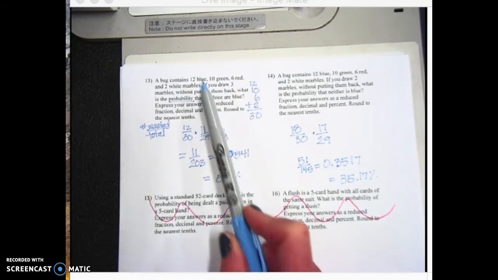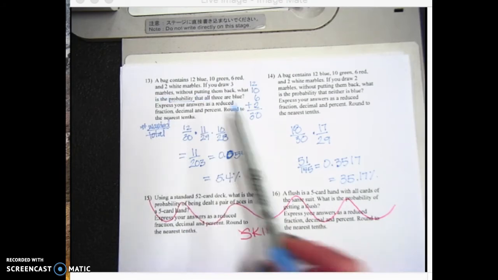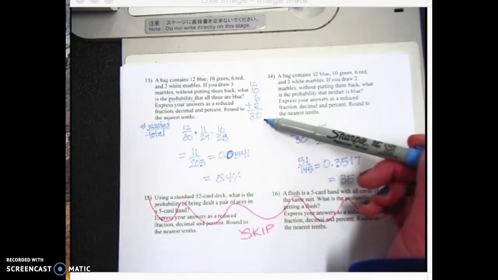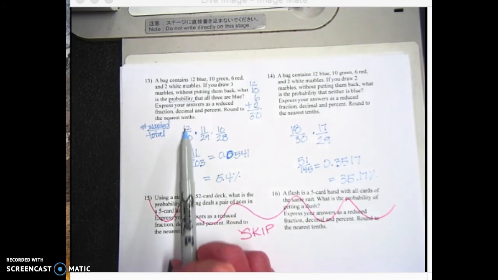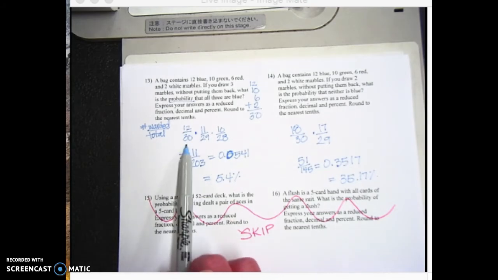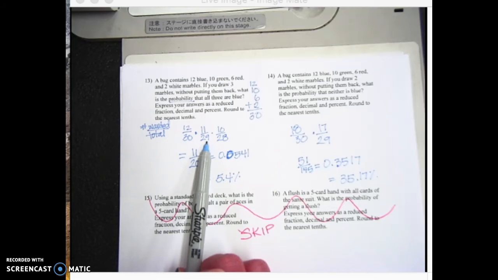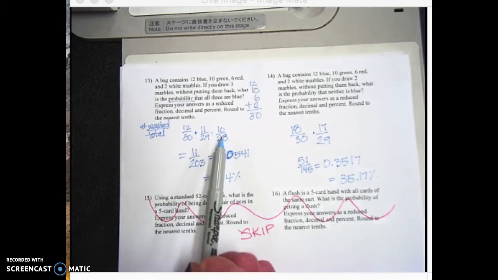So the first thing I did was added up how many total marbles were in the bag, and I got 30. So that's my denominator. 12 of them were blue. That was my first event. But you're not allowed to put the marble back. So now there's only 29 marbles in the bag, and if you had chosen a blue the first time, there would only be 11 left. That's the second event. Third event. Now you're down to 28 total. Only 10 of them are blue. And so these are your 3 events.